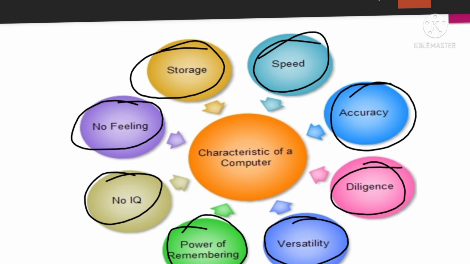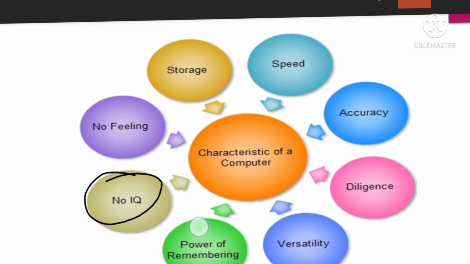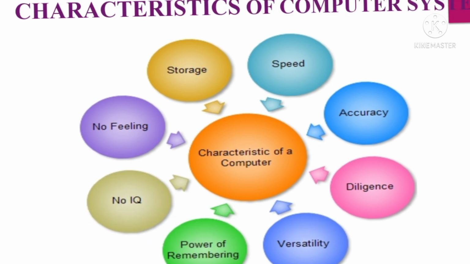So these are the characteristics of a computer. So what are the characteristics? Speed, accuracy, diligence, versatility, power of remembering, no IQ, no feeling, and storage. Okay, so these are the characteristics of it. So let's proceed with the next one.